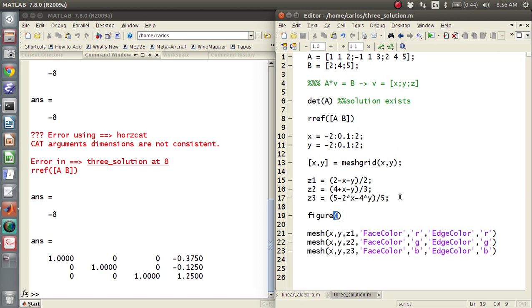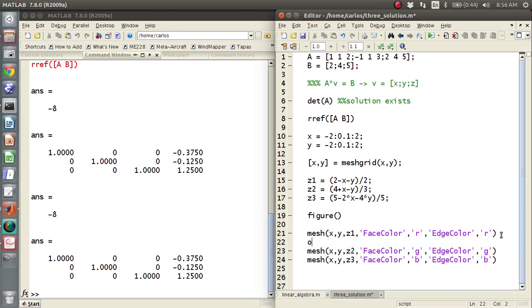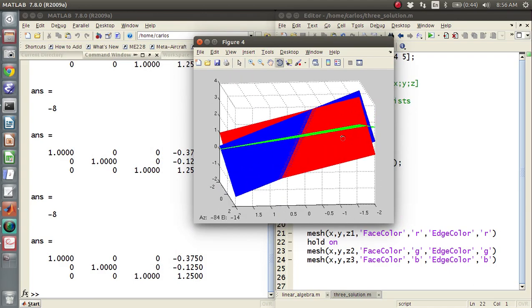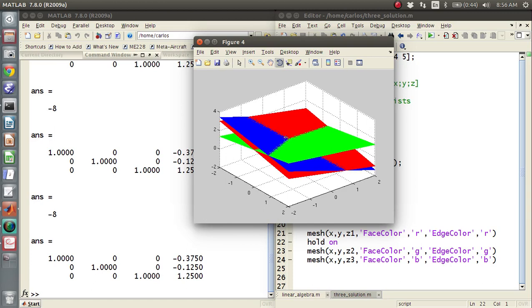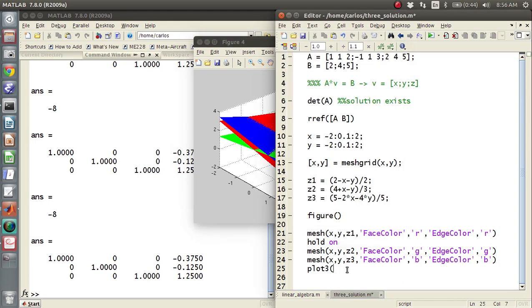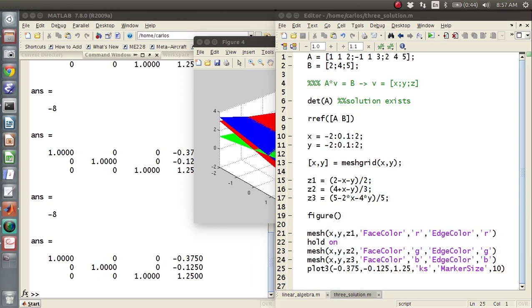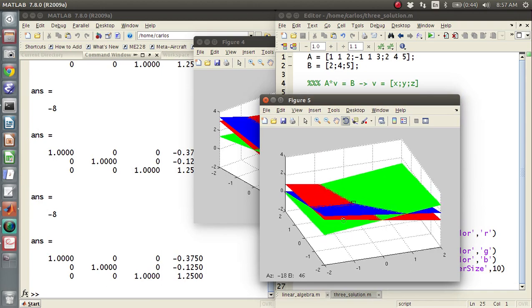And what we should see, and I forgot to hold on, I always forget to hold on, what we should see is 3 surfaces in 3 dimensions, and what we notice is they all intersect right here at this point. And that point, believe it or not, if we put our cursor there and grab it, z is 1.2, 1.25, it's close, y is -0.125, and x is -3.75. If we plot -3.75, -0.125, 1.25, and we plot a black square with a marker size of, say, 10, we notice that there is our black square right at our solution.